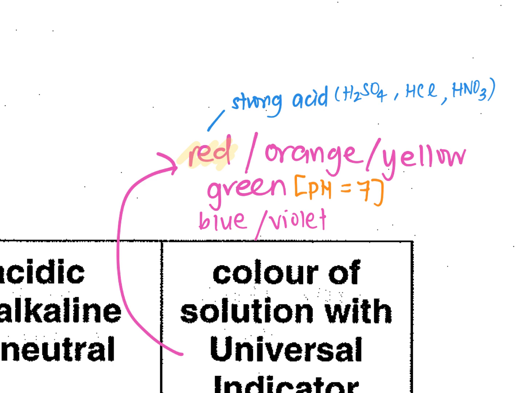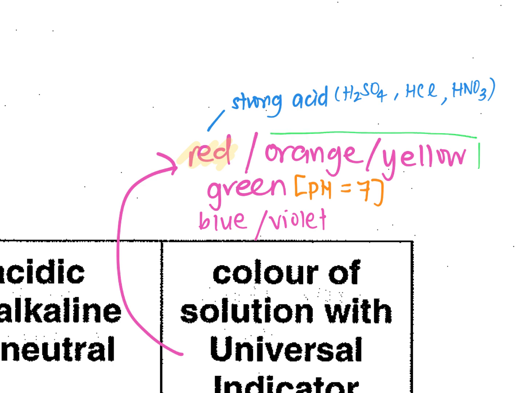Do not use orange and yellow. Orange and yellow is for weak acid. What is it they want to ask? From green to red. When you're describing the color change, you must always include the original color of the indicator. The original color is green. Okay, so this one take note. Then so you just put a note there.